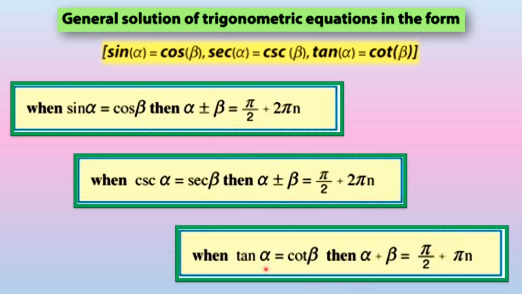When tan alpha equals cotan theta, then pay attention here: alpha plus theta equals pi over 2, which is 90, plus pi n, which is 180 n. So alpha plus theta equals pi over 2 plus pi n.